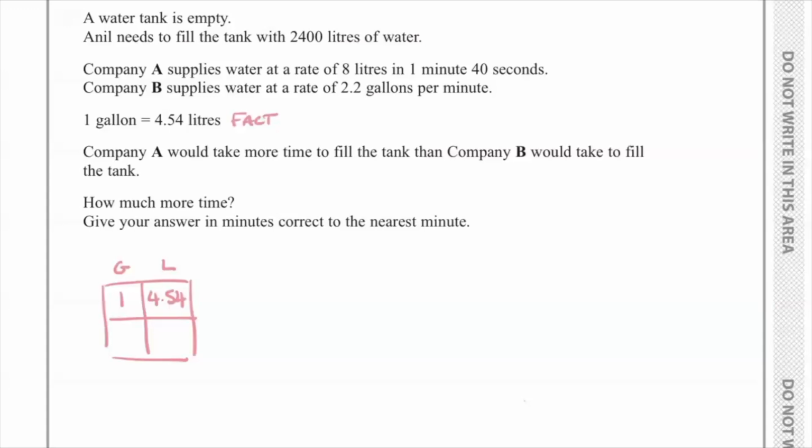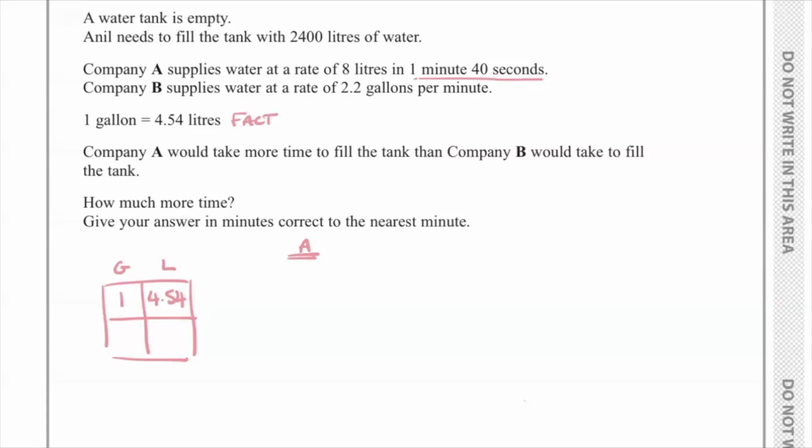So let's look at company A. We're being told that it supplies water at a rate of 8 litres in 1 minute, 40 seconds. We've got yet another problem right here. We've got our time given in 2 different units. We need to be in the same units if we're going to be working. And obviously we need to be in minutes because company B is in minutes. So we want to get these the same.